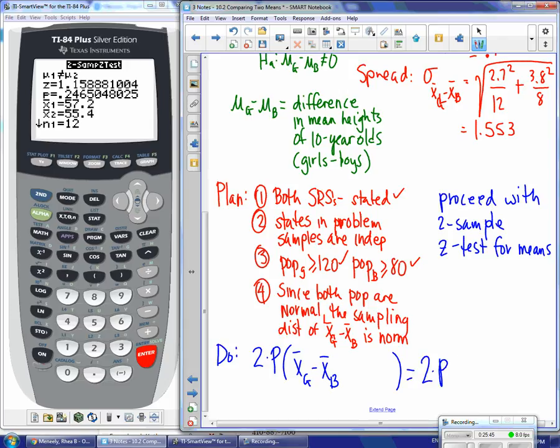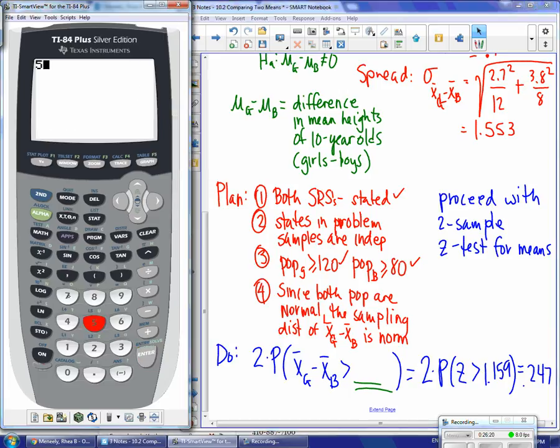So it's going to be 2 times the probability that z. I'm going to look on my calculator, and I can see that the value of z is positive. That means the difference must be positive, so I'm going to use a greater than symbol. The z value itself is 1.159, and the p-value for the test is 0.247. The only other thing I need to fill in is this difference here. I'm going to do that just by subtracting the 2 sample means, 57.2 minus 55.4.